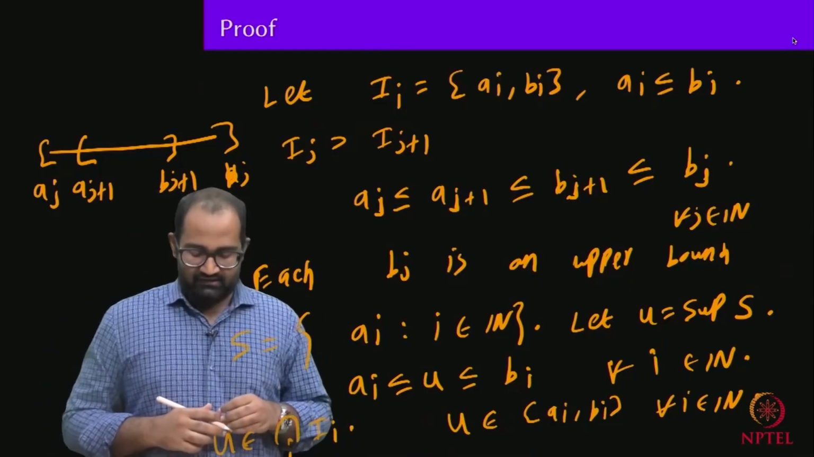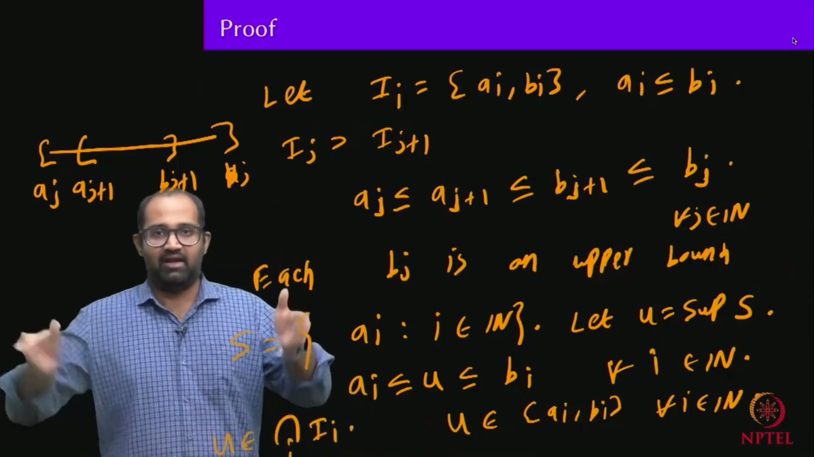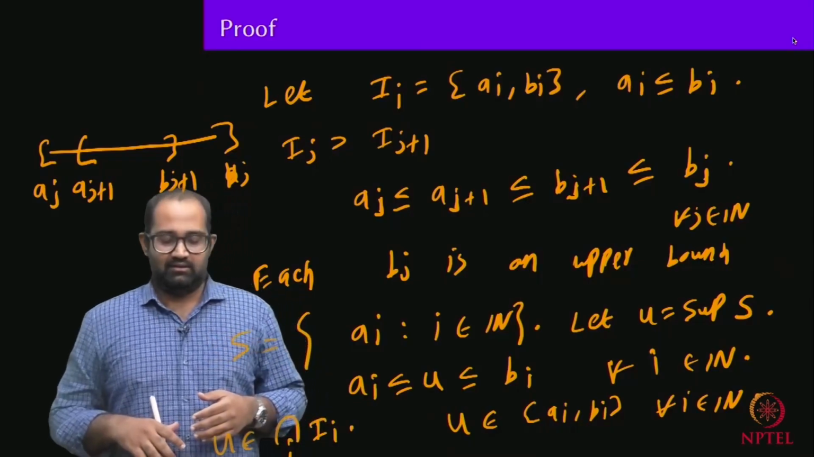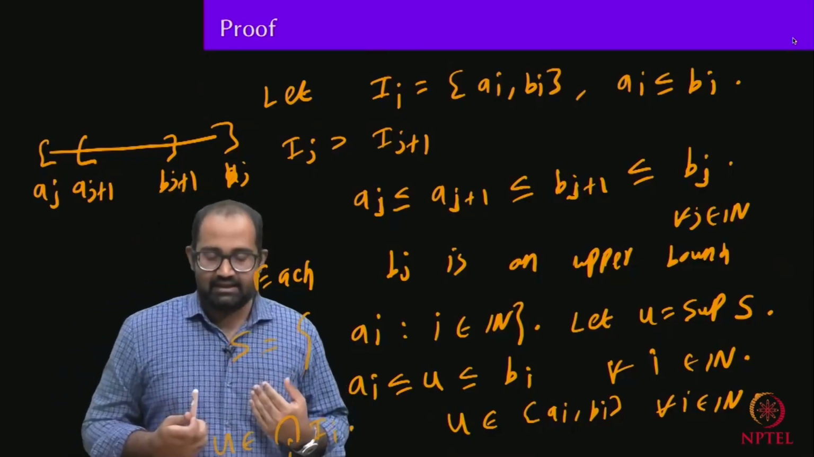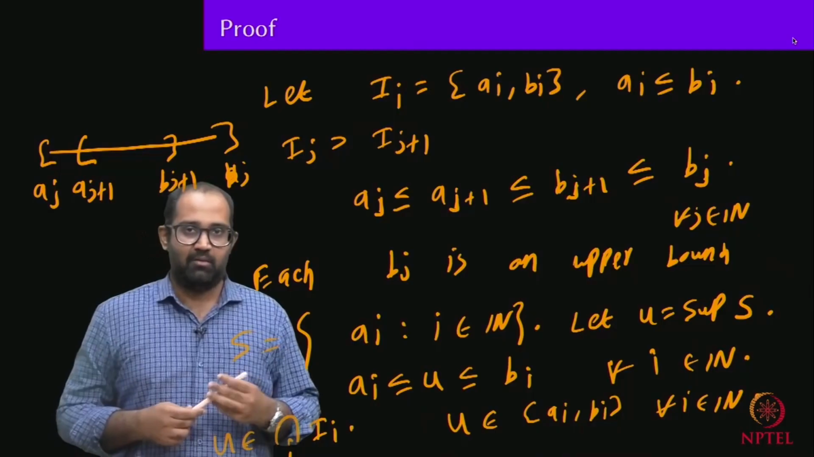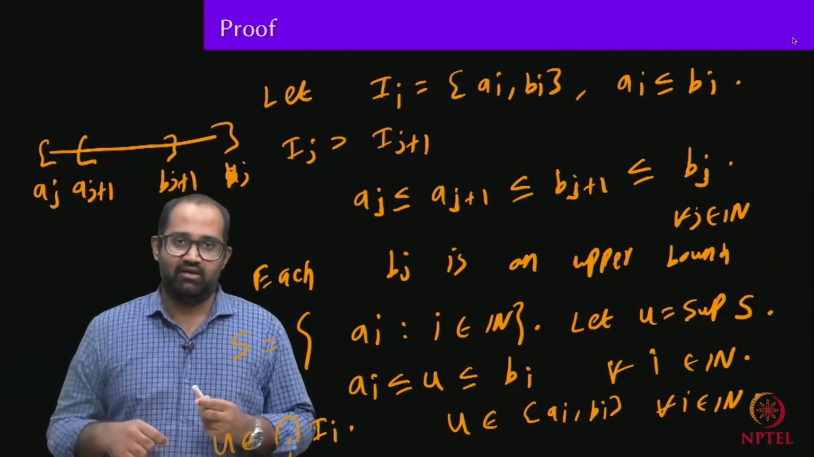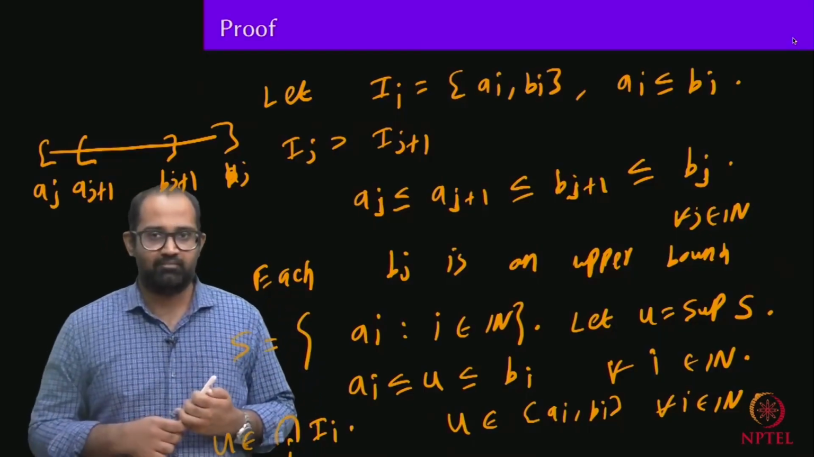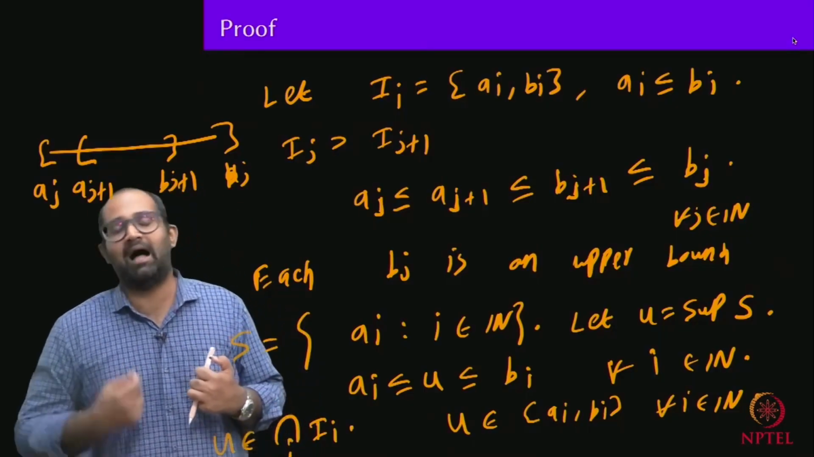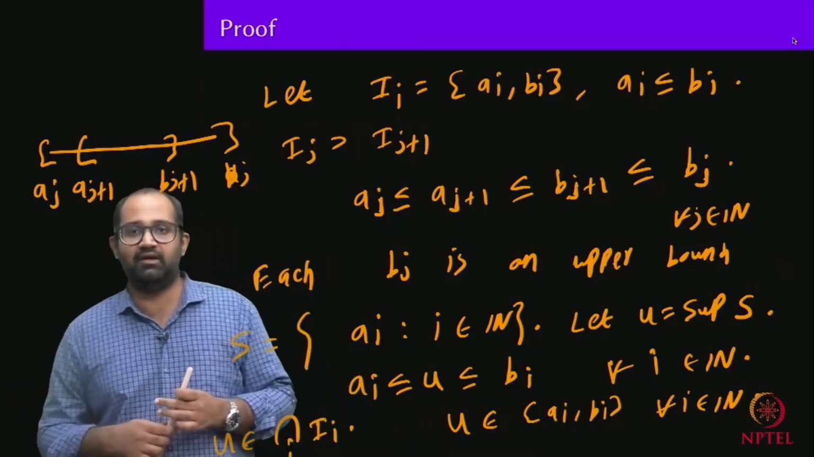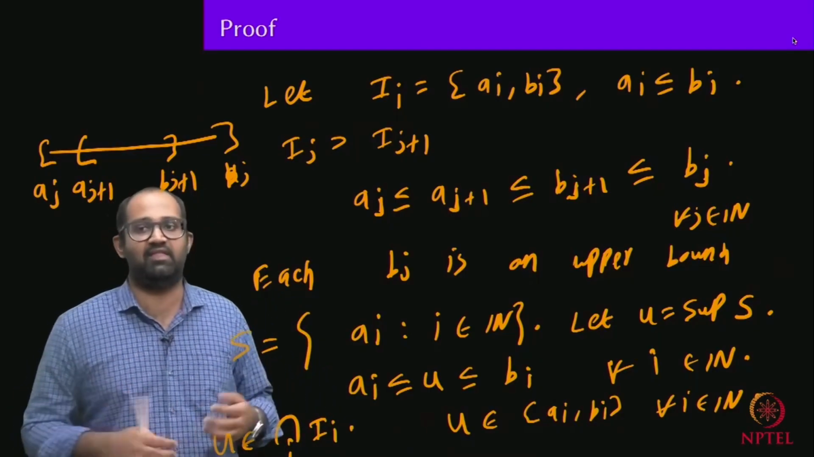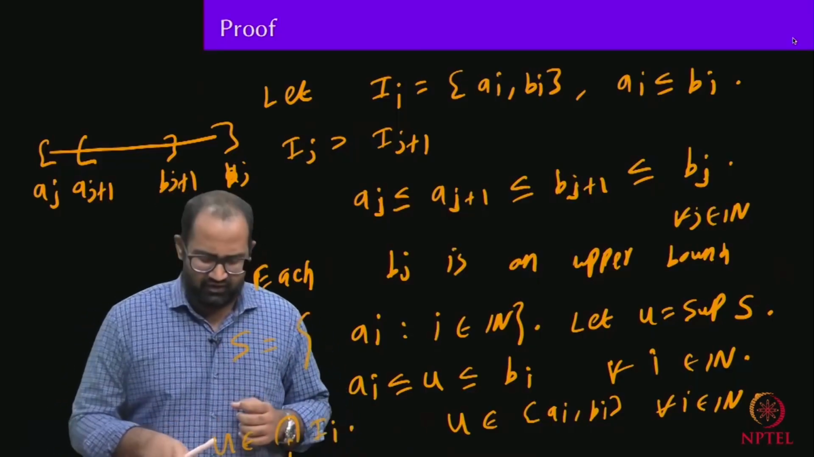So what we are essentially doing is, we have this sequence of nested intervals and we are dominating the left endpoints by the right endpoints. Therefore, the set of left endpoints will have a least upper bound. That least upper bound will be by definition dominated by every single right endpoint. Therefore, it will be there in every single interval, and therefore in the intersection. That's all. The proof is rather trivial.